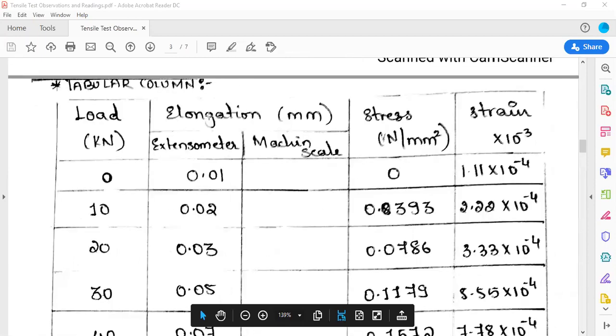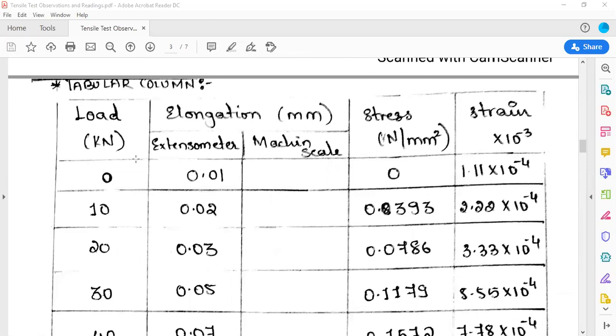These are the readings which you are going to take during the conduction of the experiment. When you apply the load, you need to make 4 columns: 1, 2, 3, 4. First is applied load, in kilonewton. Then elongation, in which I have taken the average elongation from the extensometer. If you see the video, I have fitted 2 extensometers to the specimen. I have taken the average of that, and this is the machine scale reading.